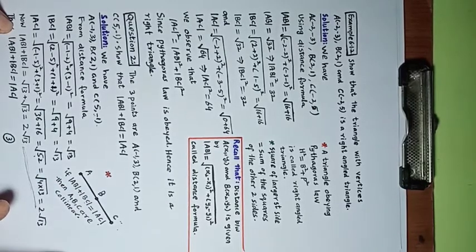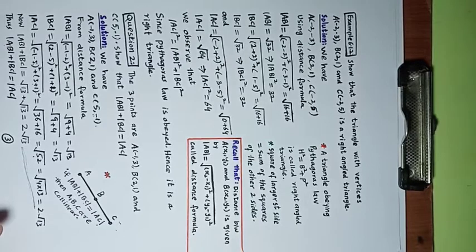Now we come to certain questions which use this formula. This is example 6.1 and 2, and the statement of this example is to show that the triangle with vertices A, B and C is a right angled triangle.